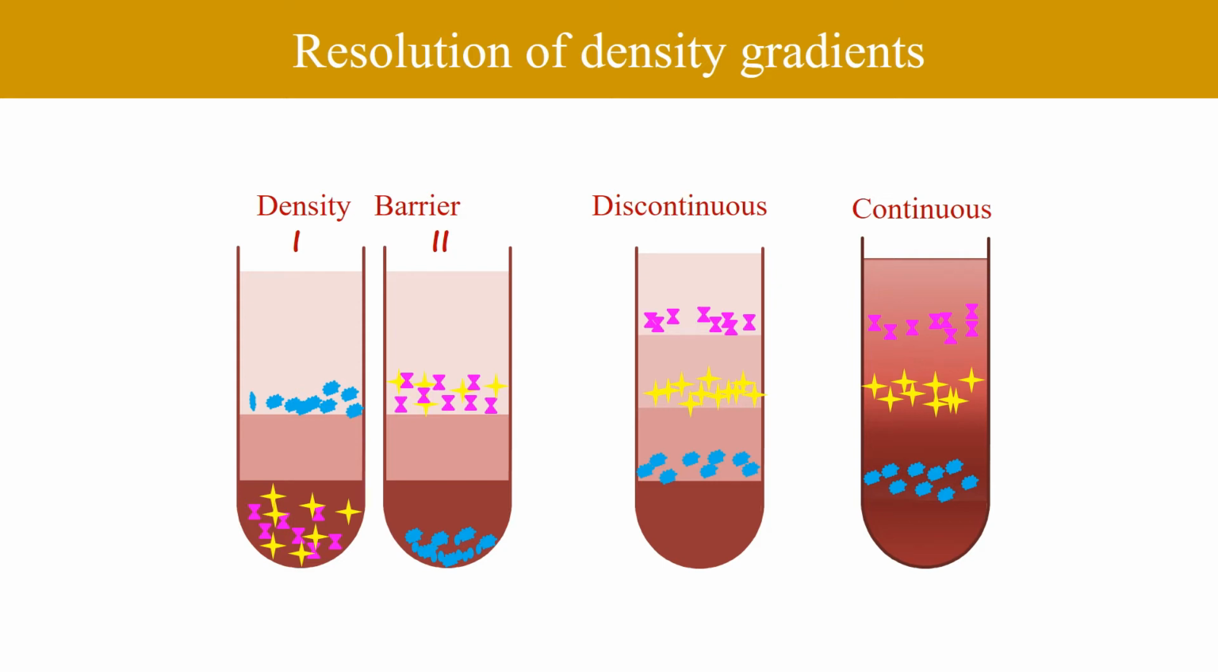Density barriers can be used to isolate the least dense particles. Look at the first figure. They can also be used for isolating the most dense particles as a pellet. Look at the density barrier example, how we are able to separate them. Beyond that density, the particles cannot migrate ahead. So this is how resolution happens in density gradient centrifugation.